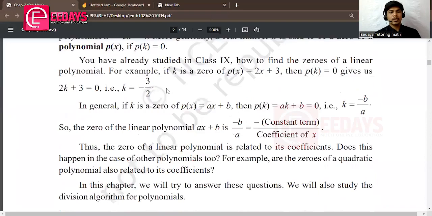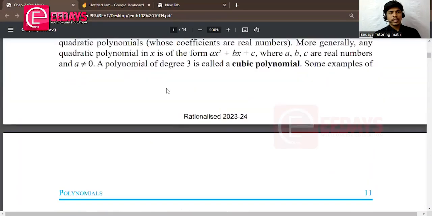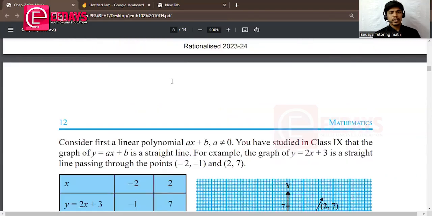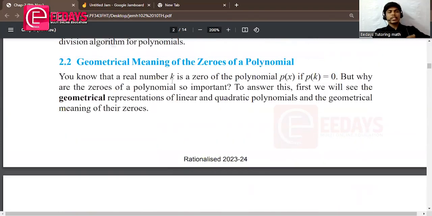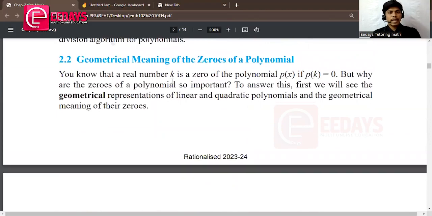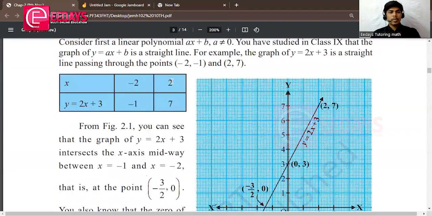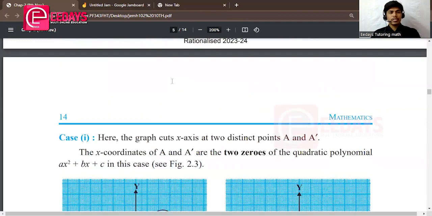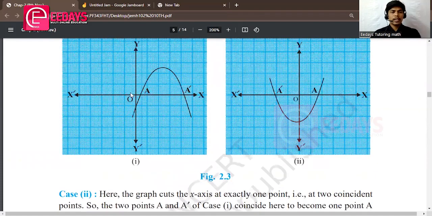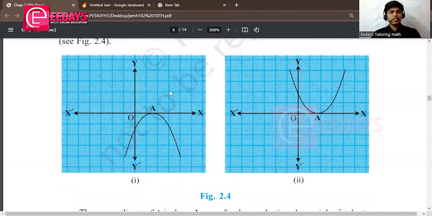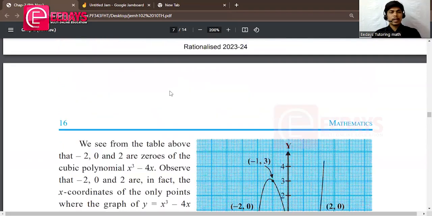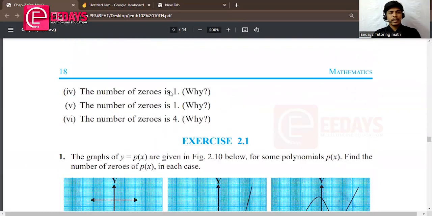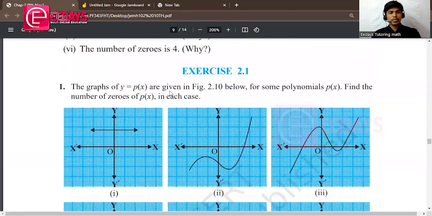Yesterday we discussed the relation between coefficients and polynomials, right? And also the geometric representation of zeros of a polynomial. The points where the graph cuts the x-axis give the number of zeros. It cuts at 2 points here on the x-axis, so that's why the number of zeros is 2, like that. And we already completed exercise 2.1. All right. And we already solved the example questions too.